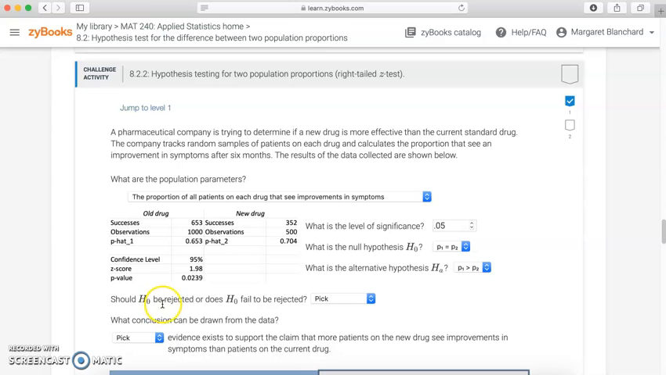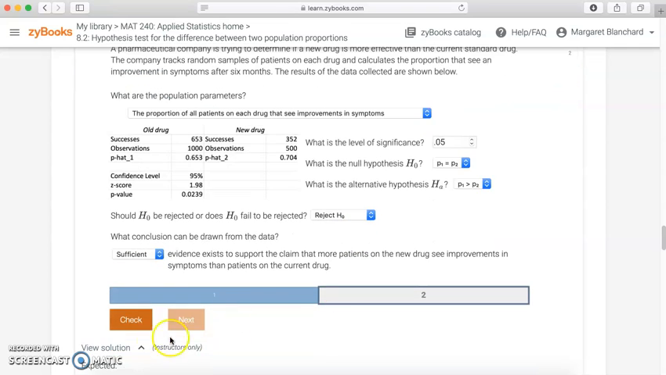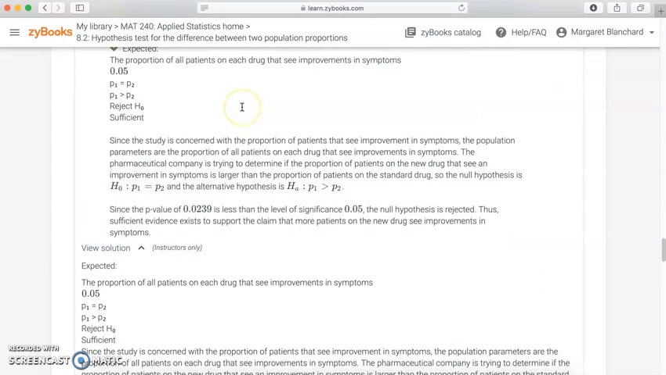Should H naught be rejected, or does H naught fail to be rejected? Well, our p-value is 0.02. Our alpha is 0.05. That means p-value is less than alpha, so we do reject H naught. When we reject it, we say that sufficient evidence exists to support the alternative. All right, let's check our answers. Nice little green check mark.